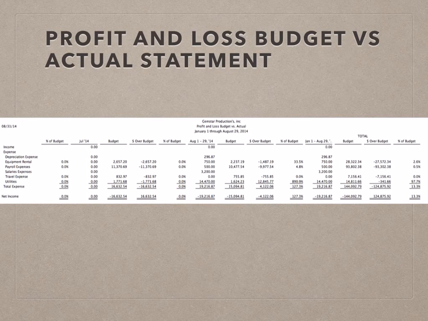Okay, the profit and loss budget versus actual statement. I couldn't get the whole picture because it was horizontal. It was too big to put in the image. But here I have it. Here we have the budget. As you can see, that's how it works. We have the expenses, income, depreciation, all the expenses the company has, right?